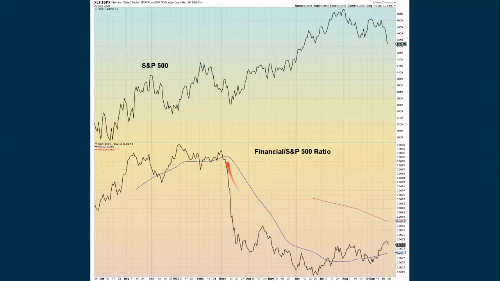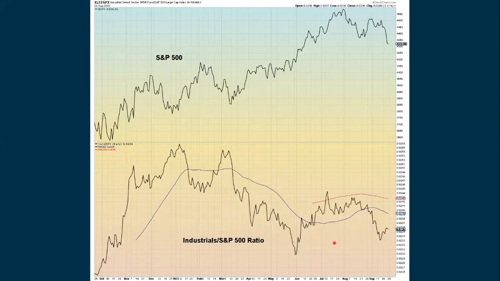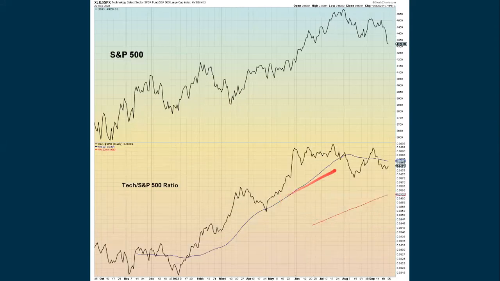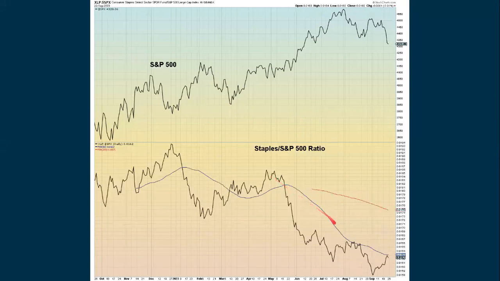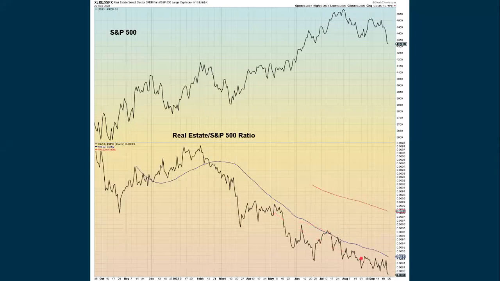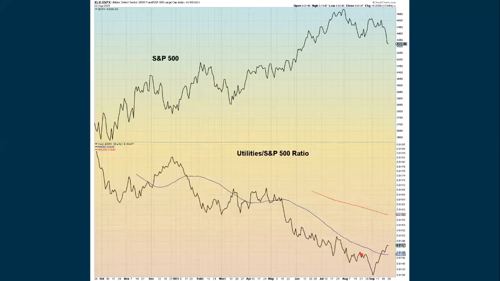The financials, which got hit back in March, have pretty much been floating sideways since then. The industrials are also in a longer-term downtrend. Tech, which still is outperforming the S&P, is still in an uptrend. Staples are seeing some weakness and are in a downtrend. Real estate, which is really getting hit hard in 2023, is in a pretty solid downtrend. And utilities are bouncing back recently, but still in a longer-term downtrend.